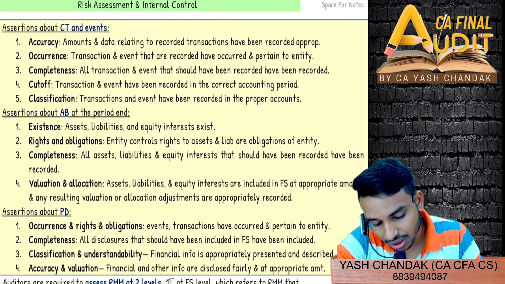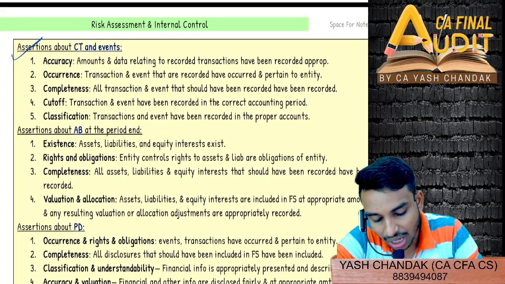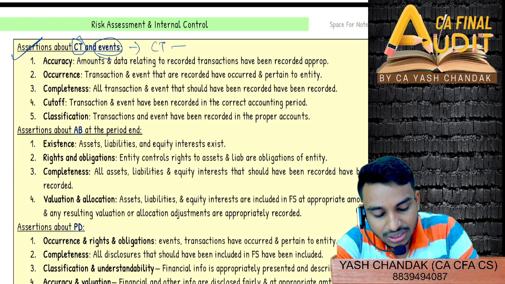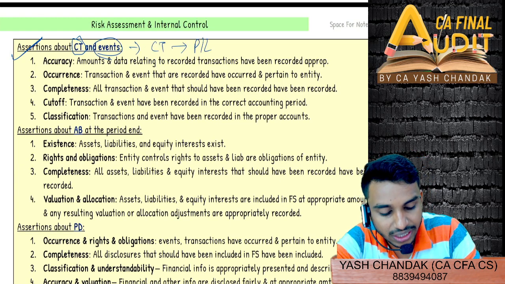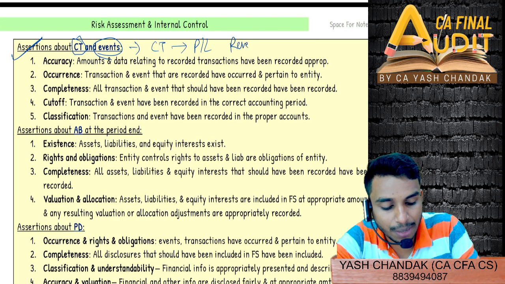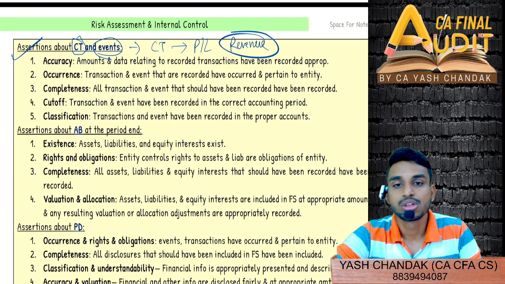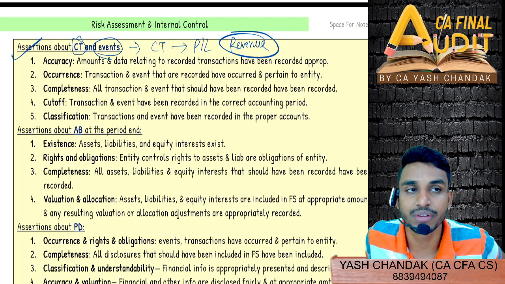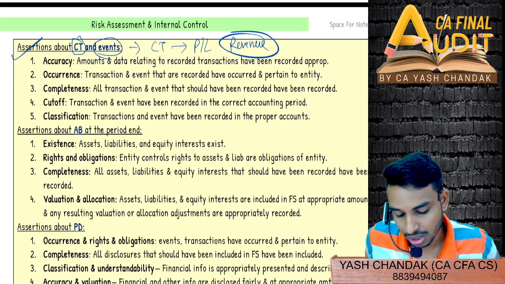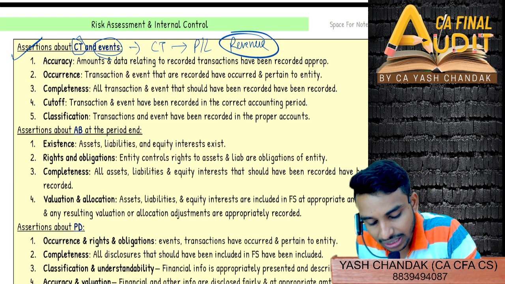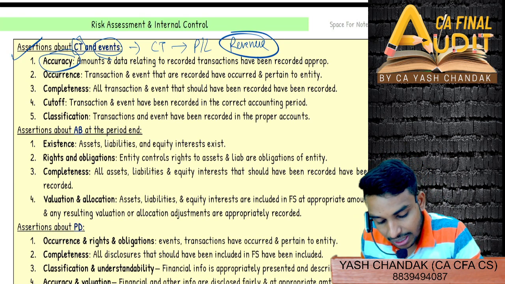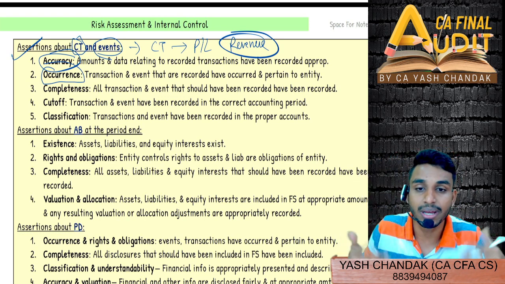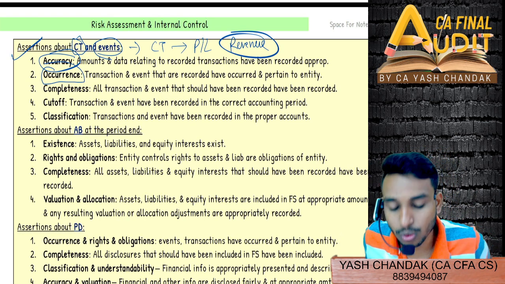So quickly, just come to assertions about class of transactions and events. I told you, class of transaction relates to which level? Profit and loss, right? So take a profit or loss item, for example, revenue. When I am showing that revenue is 1.189 crore rupees, that means I'm showing what? Yes, the revenue is accurately recorded. Yes, the revenue occurred during the year. No, it's not something which is just made up. It actually occurred during the year.